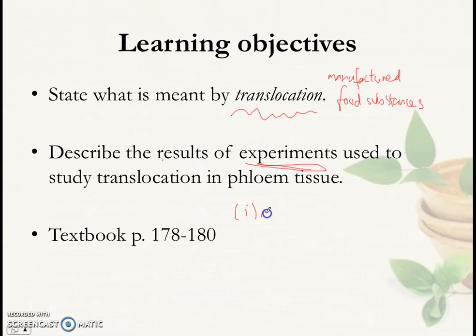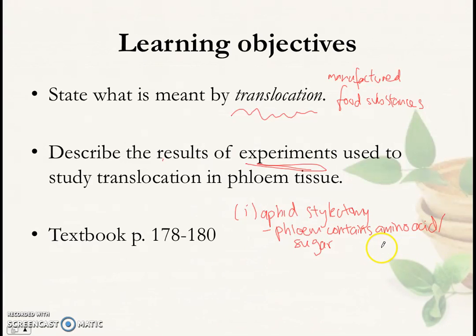So remember, we looked at the aphid experiments, aphid stylectomy, which was a bit gross, right? But aphid stylectomy showed us that the phloem contains amino acids and sugars, because when we examined the liquid which came out of the phloem, it was full of amino acids and sugars. So that provides evidence that the phloem helps to transport those substances.